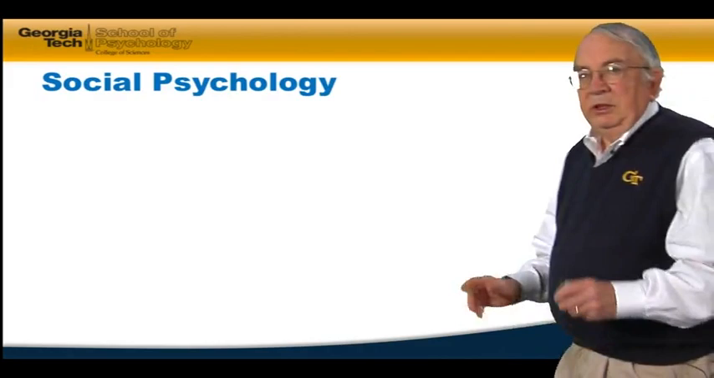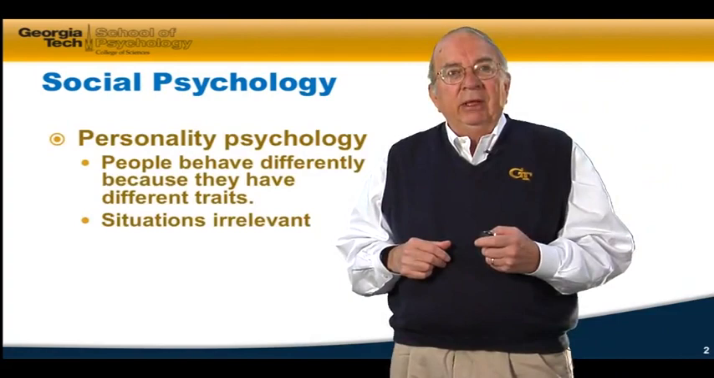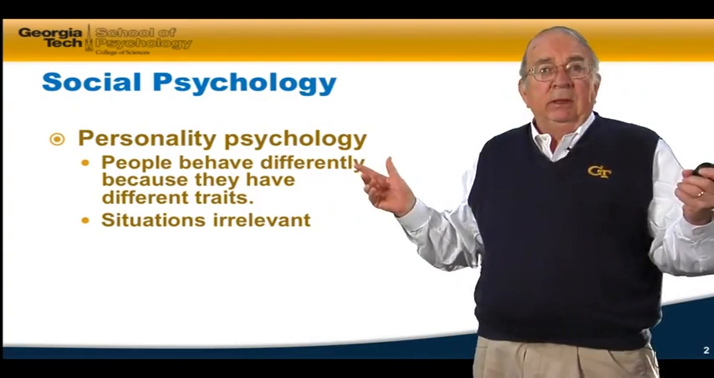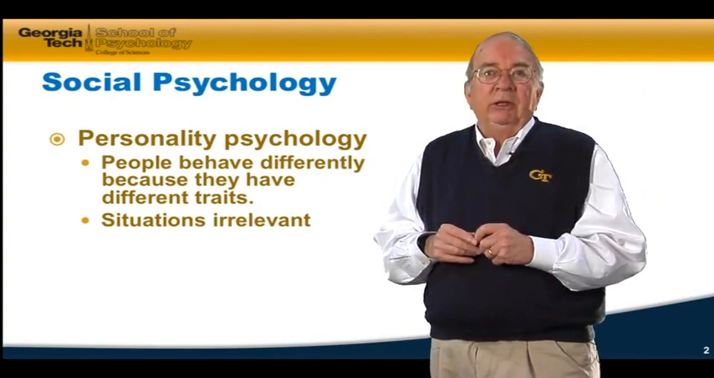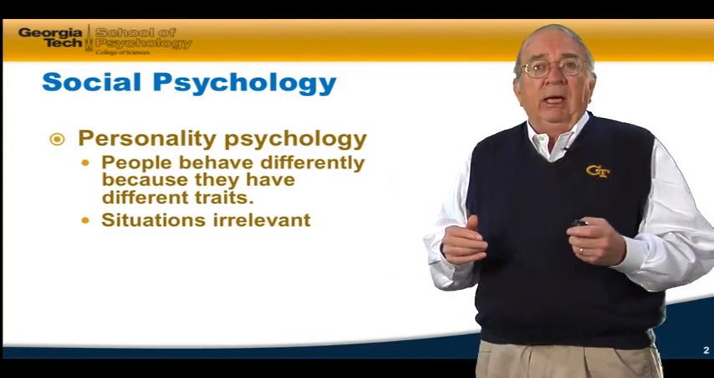This unit deals with social psychology, the fact that we live in a social environment and we are affected by other people, and our behavior can affect other people. Now, in the last unit, we talked about personality, this idea that people behave differently because they have different traits. In fact, the situations they're in is sort of irrelevant. It's their personality that produces the behaviors that you're seeing. And we can attribute different people with different personalities. Some are extroverts, some are introverts, and so forth.